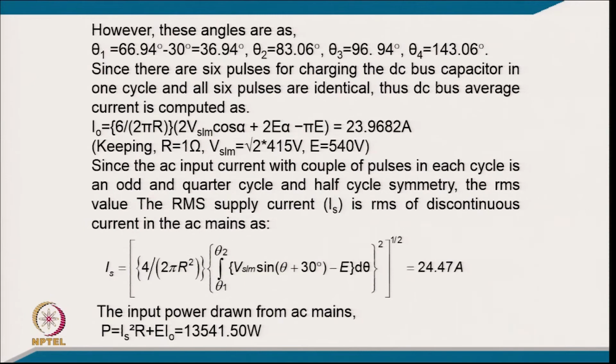So, coming to how these angles we have calculated will correspond to theta 1 value, theta 2 value, theta 3, theta 4 value, and since these are 6 pulses for charging the DC bus capacitor in one cycle, all 6 pulses are identical. The DC bus current you can calculate from this relation.